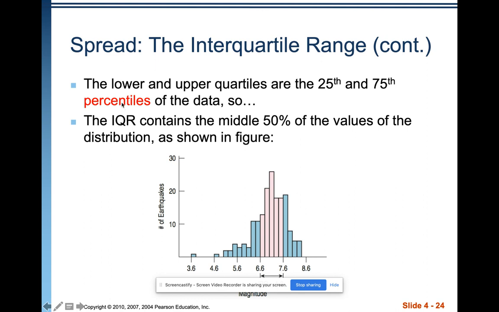Just as a reminder, remember the percentile. If I say the 25th percentile, that is the observation where 25% of all observations fall below it. The 75th percentile is the percentile where 75% of all observations fall below it.